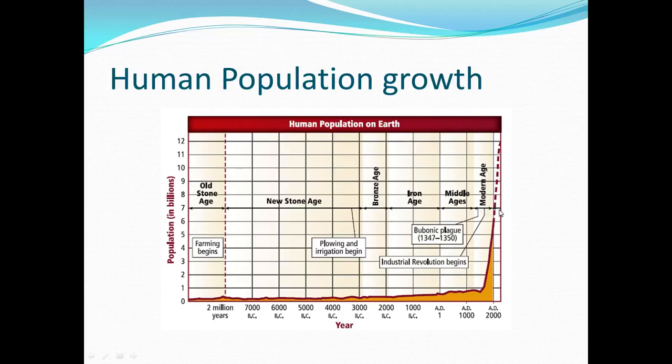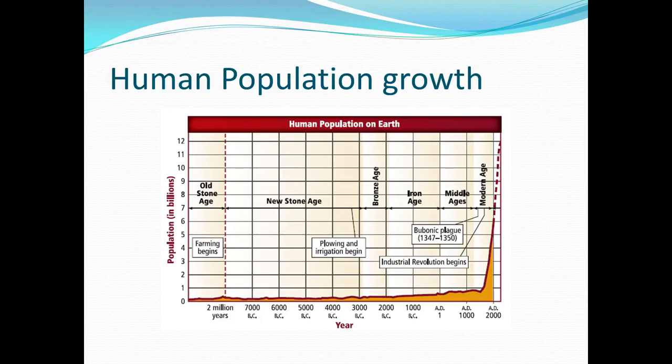Now, the interesting part about this graph is just showing you how human population had a carrying capacity that was pretty low for quite a long time. But with the advent of different technologies like the Industrial Revolution, plowing and irrigation, you begin to see increases in population over time until we get to the modern era when you see a huge skyrocket in populations.